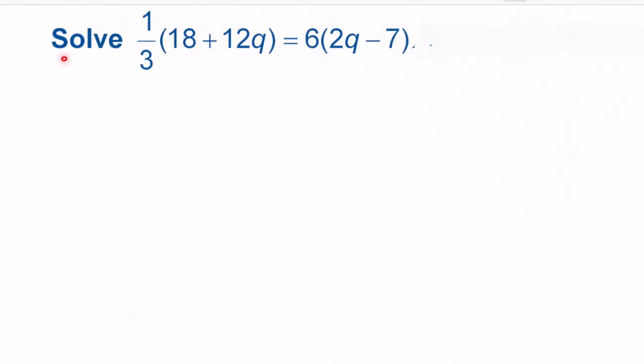The objective of this lesson is to solve equations with grouping symbols. So let's look at the first example. We have this equation with parentheses on both sides. We've got to distribute the 1/3 and the 1/6 inside the parentheses. On the left side, we multiply inside the 18 plus 12q, and on the right side, inside the parentheses, we have 2q minus 7.